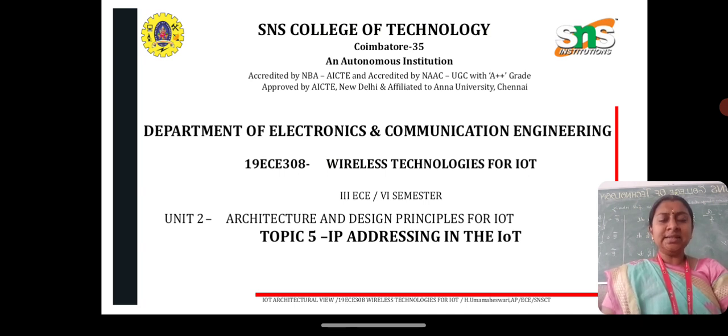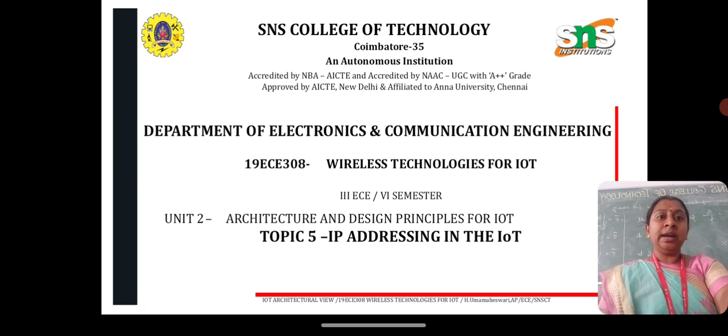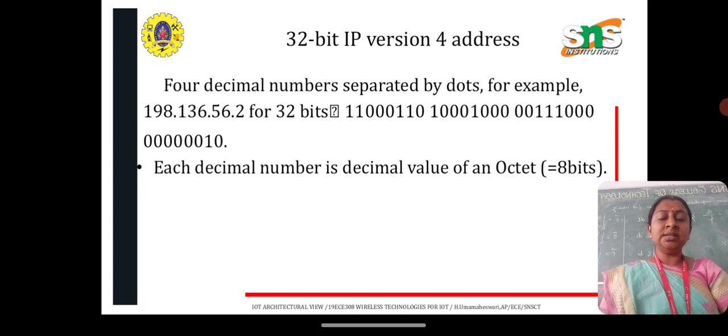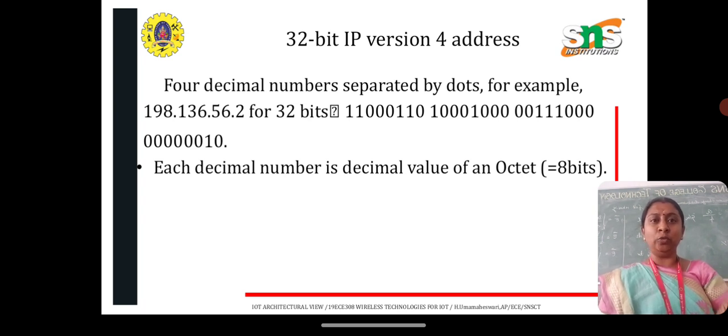In this video lecture series, I'm going to explain about IP addressing in the IoT. In the last class, I explained about the various protocols used in the internet protocols. This is a 32-bit IP version 4 address. It consists of 4 decimal numbers separated by dots, for example, 198.136.56.2. This is called a 32-bit IP address, separated by 4 decimal numbers using dots. Each decimal number is an octet, which is 8 bits.